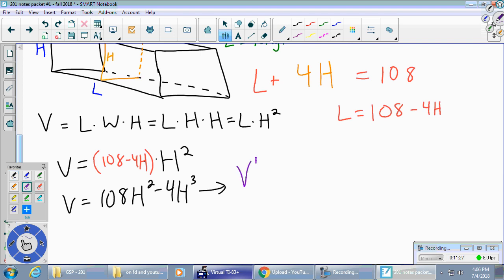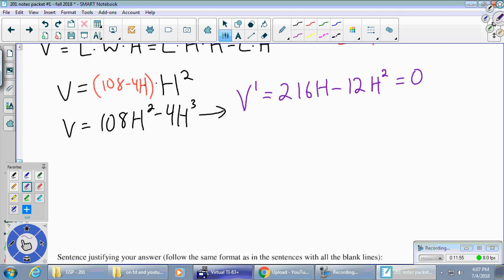So good notation, V prime equals, the 2 comes down, doubles the 108, 216H minus the 3 comes down, multiplies by the 4 to give 12H to the second. So that's the derivative. I'm interested in taking the derivative and setting it equal to 0. That's going to find me candidates for places where this thing is max or min. So we set it equal to 0, and then we solve for H.